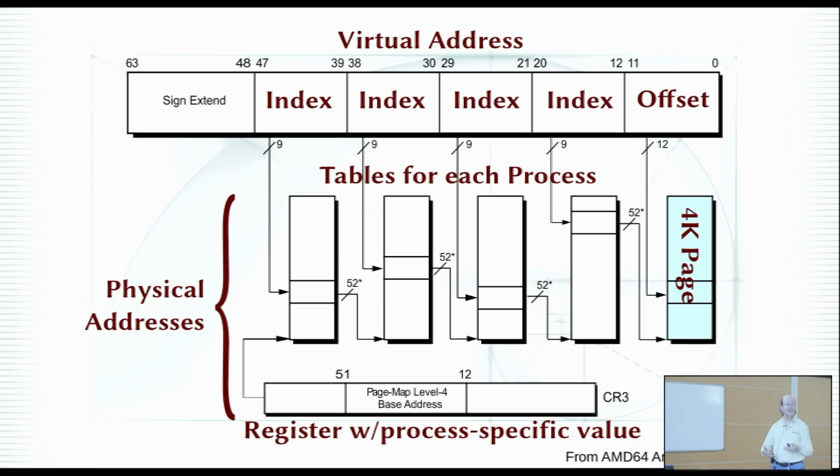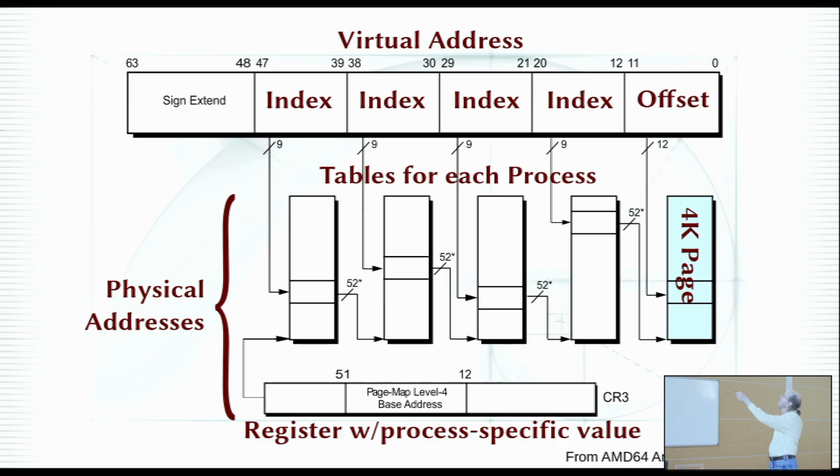And you've got a set of these tables for each process, because processes don't share memory usually in Linux. In Linux, a thread and a process are really the same thing, but for our purposes, a process is one that doesn't share memory. So you've got a register which is set for that process when the kernel schedules that process in, and it has a physical address of some 4K chunk of memory.